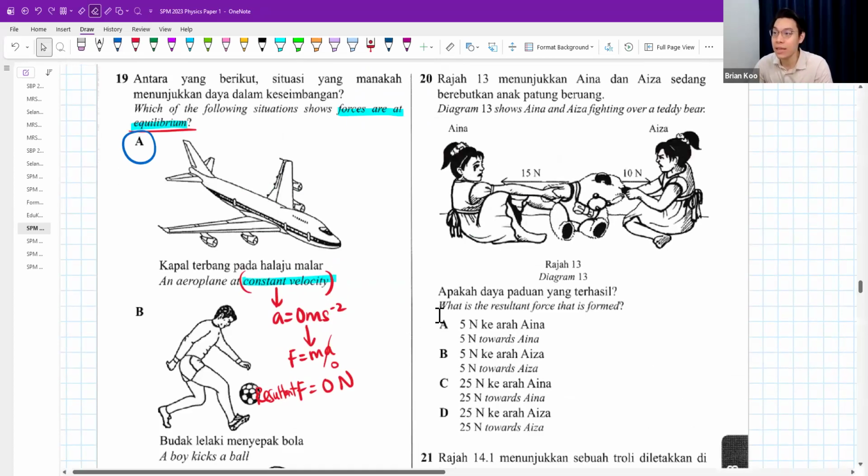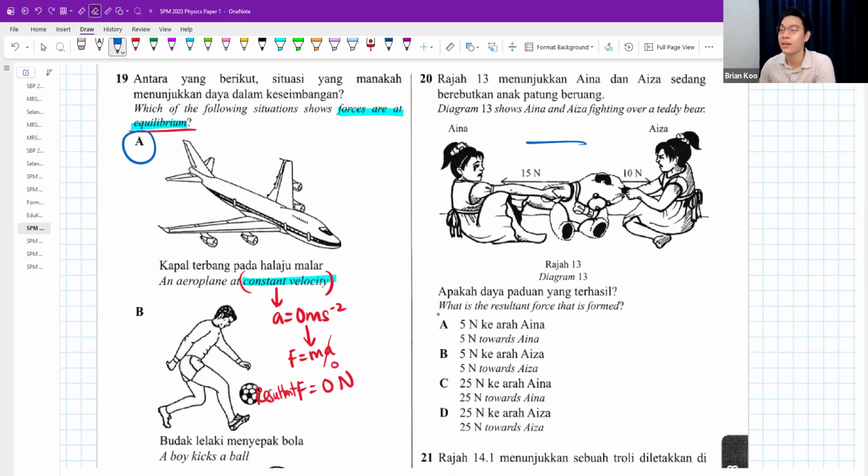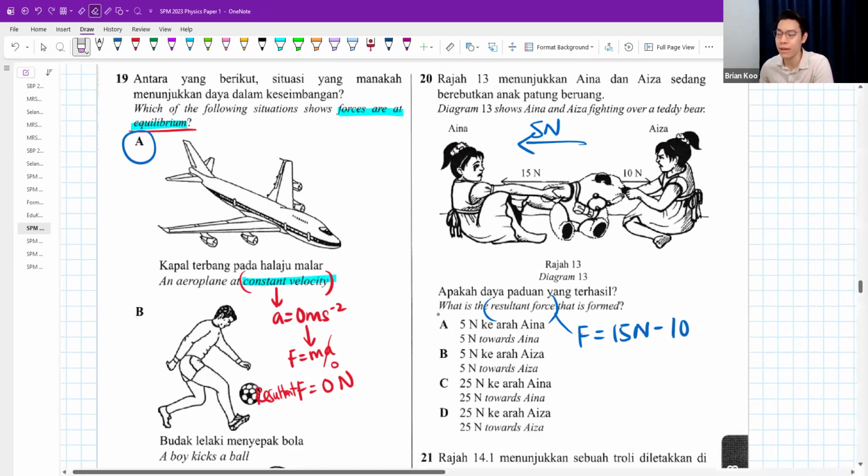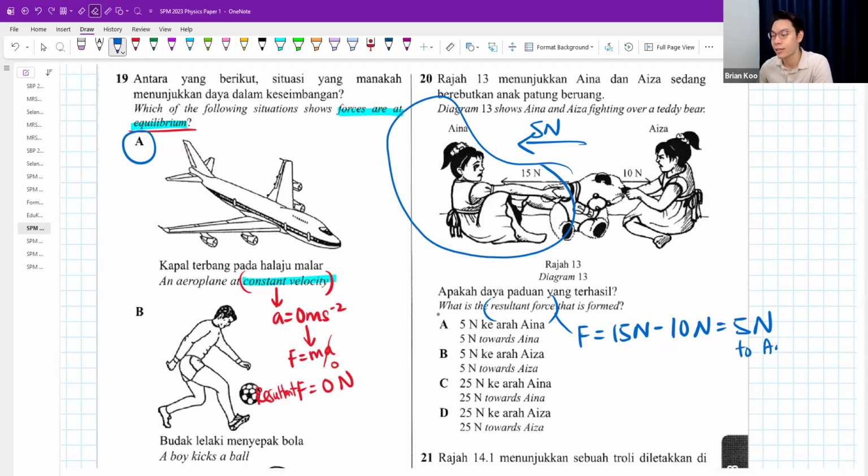Okay, then number 20. Diagram 13 shows Aina and Aiza fighting over a teddy bear. What is the resultant force that is formed? The answer is 15 and 5 like that. Answer is 5 Newton towards Aina. To find resultant force, we would take the bigger force minus the smaller force usually, and then you will just get 5. And it's always towards the one that is stronger, or in this case, the girl that is stronger. Okay, answer is A, number 20.